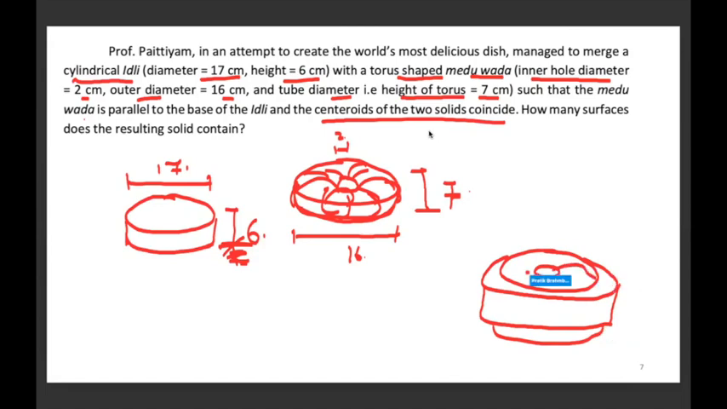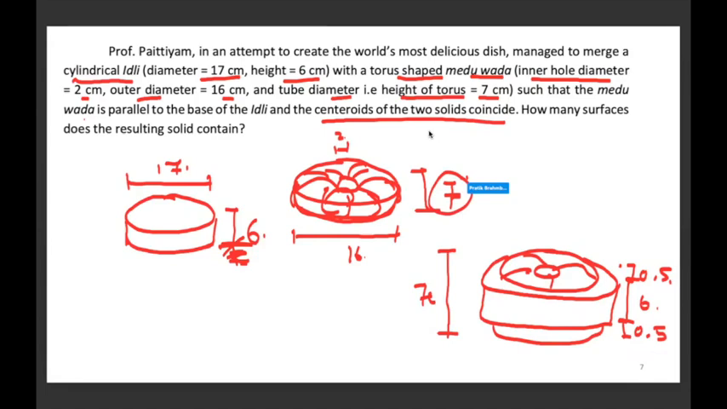So this is the torus. So this is 0.5 centimeter torus coming out. This is also 0.5 centimeter torus coming out. And this is 6 centimeters. So when you add up the total height, it comes to 7 centimeter, which is the height of the torus, original height of the torus.